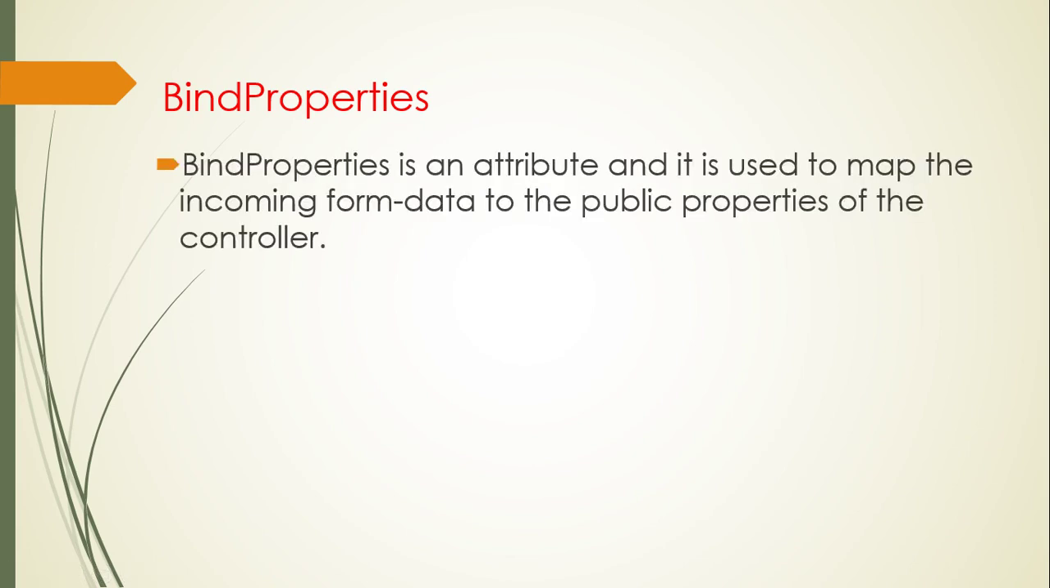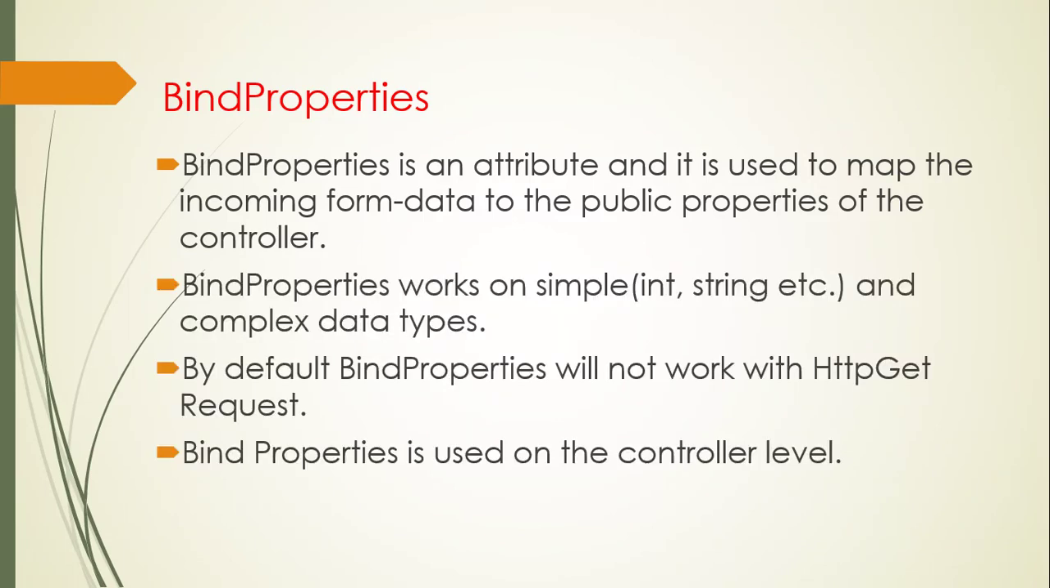In this video, we will discuss the BindProperties attribute in an ASP.NET Core Web API application. BindProperties is an attribute and it is used to map the incoming form data to the public properties of the controller. The binding concept of BindProperty and BindProperties attribute are the same. BindProperties also works on simple and complex data types.